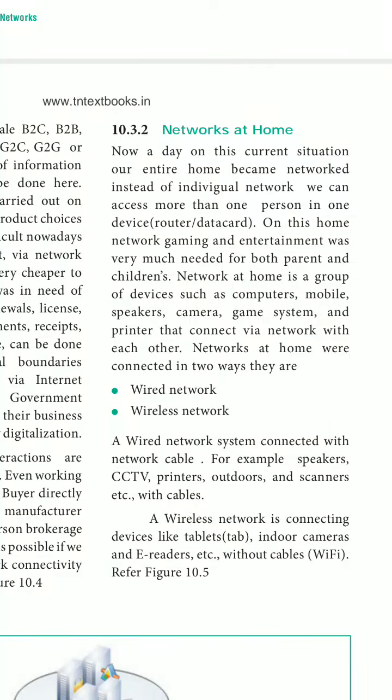The home network is connected in two ways. One is wired network and another is wireless network. So a wired network will be connected with network cables, such as speakers, CCTV, printer, outdoor and a scanner, etc.